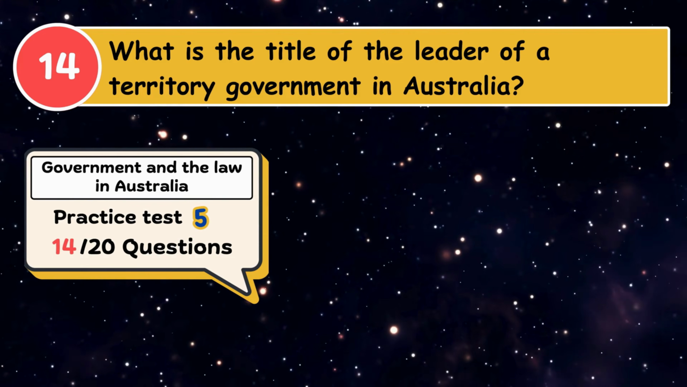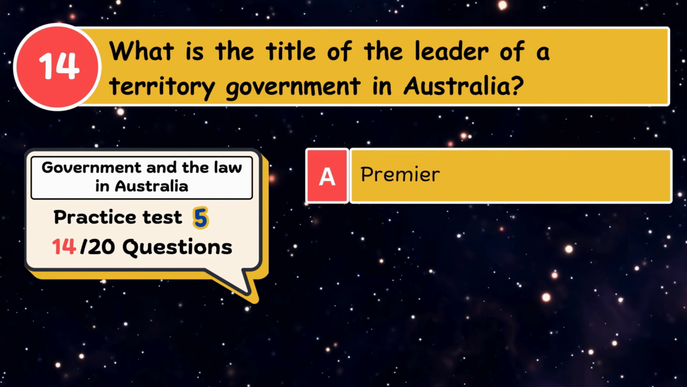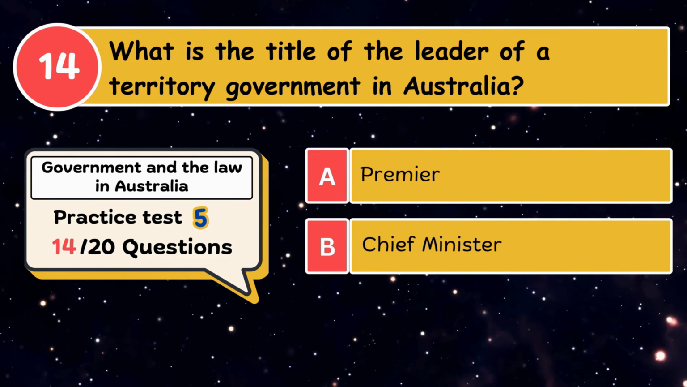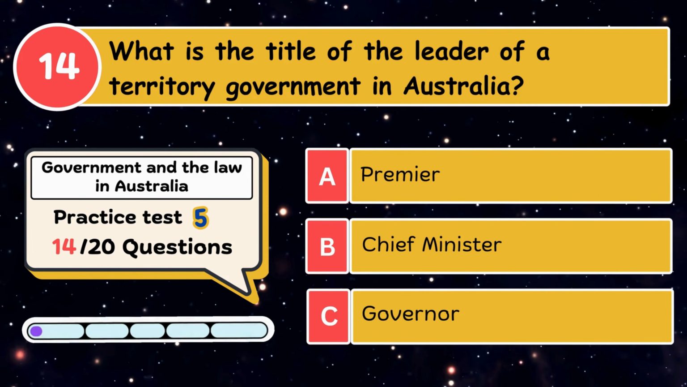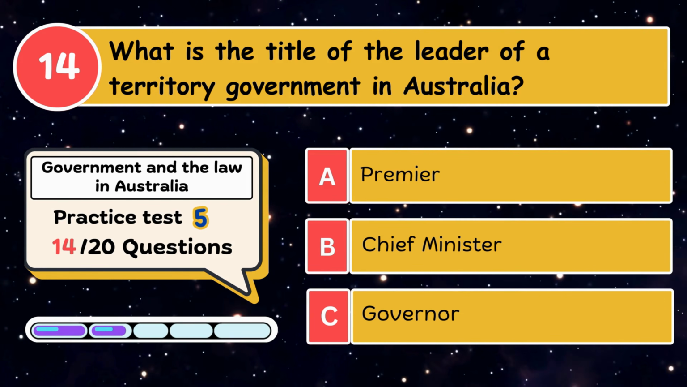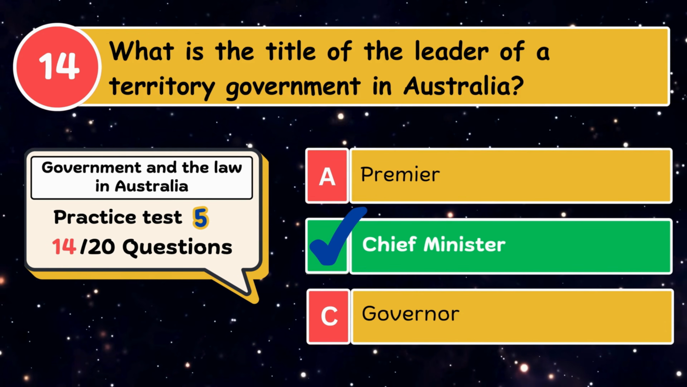What is the title of the leader of a territory government in Australia? A. Premier. B. Chief Minister. C. Governor. The correct answer is Chief Minister.